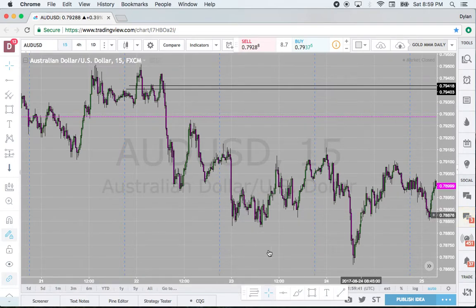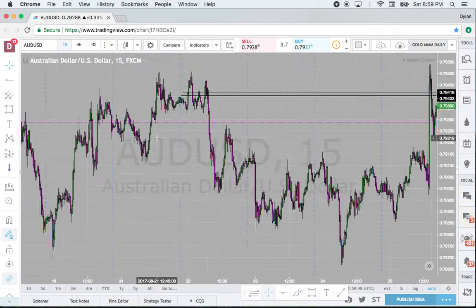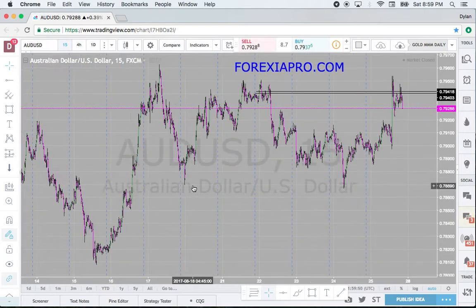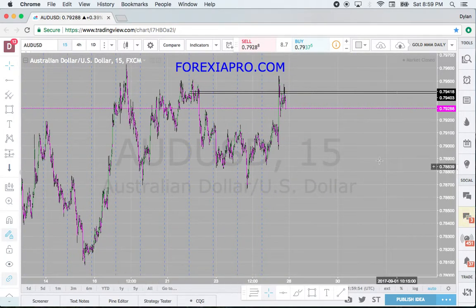I know they had actually a lot of buys on the AUD/USD as well, and I'll tell you why that is. But first of all, looking at the chart right now, why would I be on the AUD/US dollar 15-minute chart if we plug in the Expert Advisor on the 30-minute time frame?